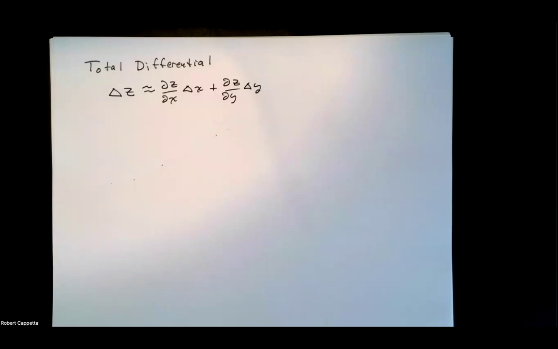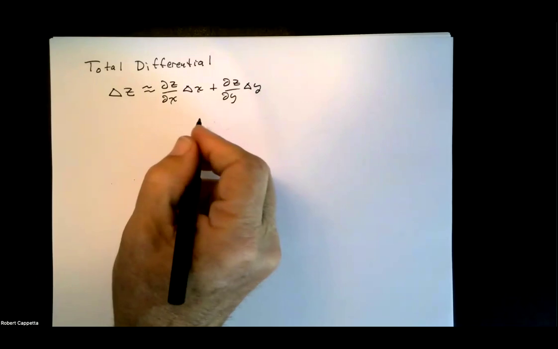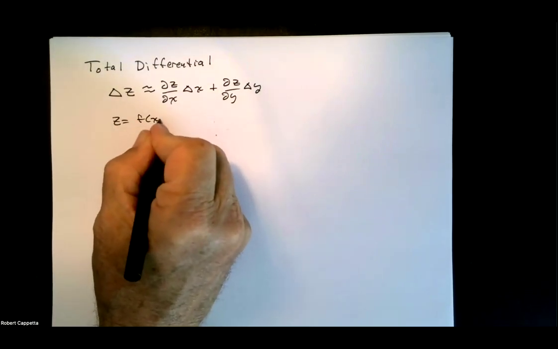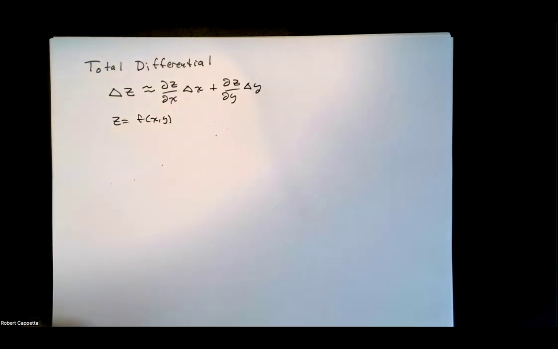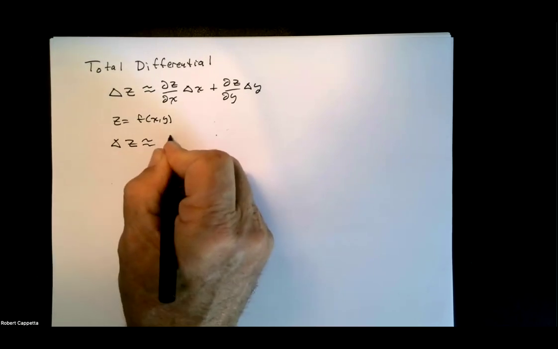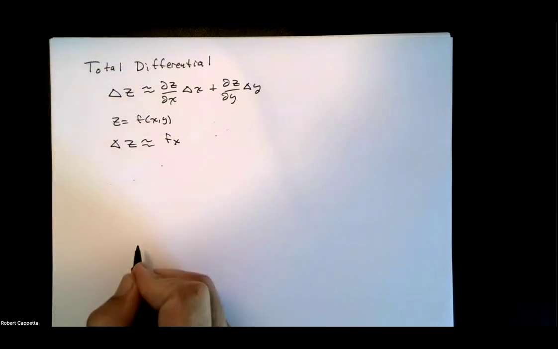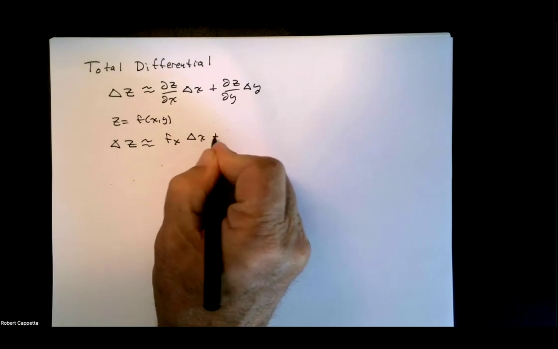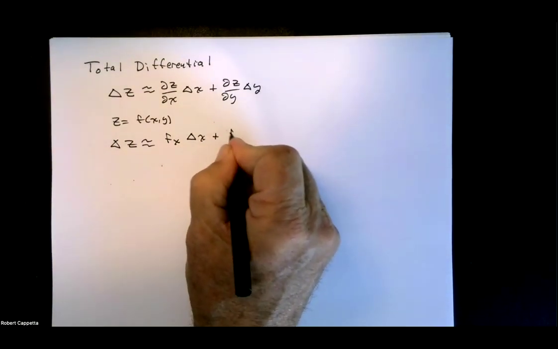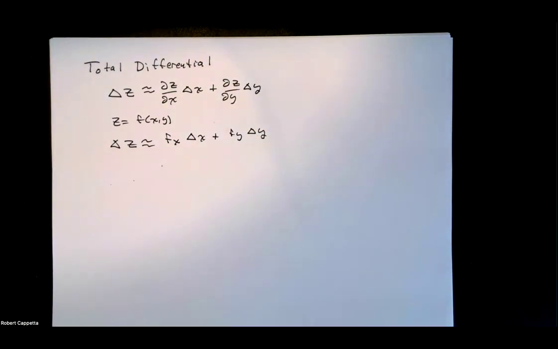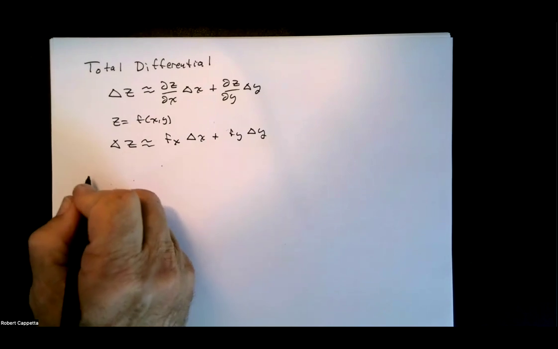So I would like to clean up this notation a little bit to make it more beneficial for me. So instead, I'm going to say z equals f of xy. So rewriting this, change in z is approximately f sub x, partial of f with respect to x, times the change in x, plus the partial of f with respect to y times the change in y, which then leads me to my differential.